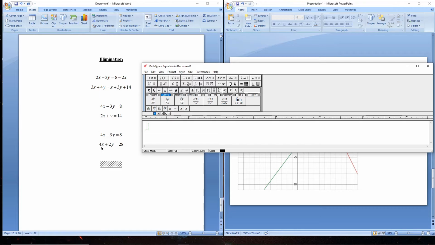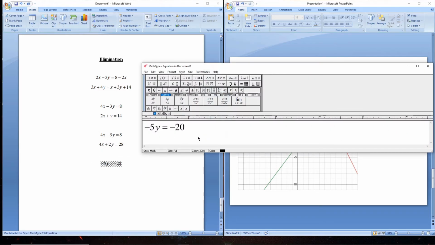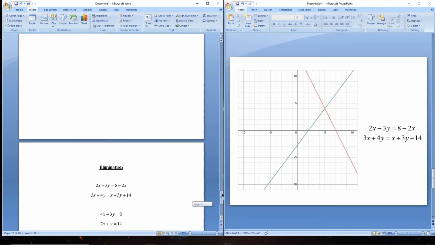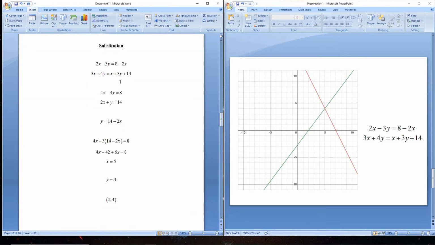So 4 minus 4 is 0. Minus 3 minus 2 would get us a minus 5. And then 8 minus 28 would get us a minus 20. And now we can solve this for y. Divide both sides by minus 5, and we get 4. And just double check again really fast when we did this one previously. And here it is. Our longer equation we simplified, and sure enough we got y equals 4.